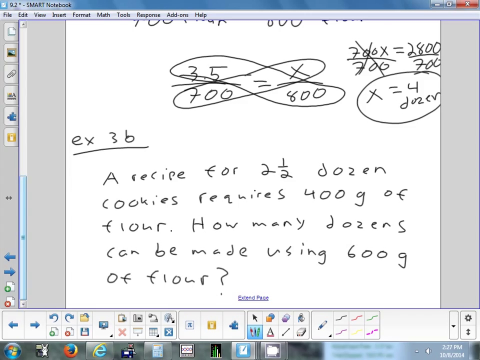Okay, and when you set up these proportions, there's more than one way to do it. Notice how Mr. Roy wrote unit 1, unit 2. You can let unit 1 be whatever unit you want. You can let unit 2 be whatever unit you want. Just set it up the same way on each side. Okay?